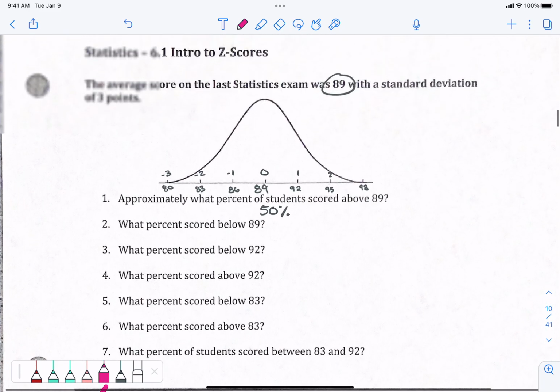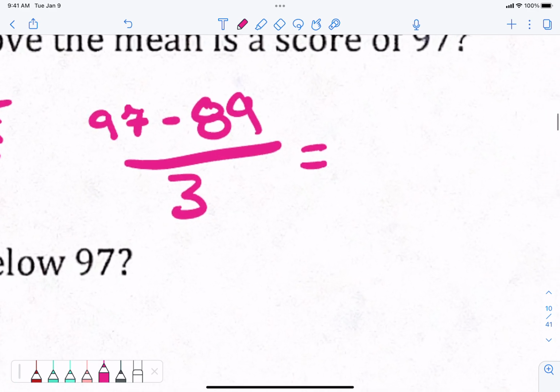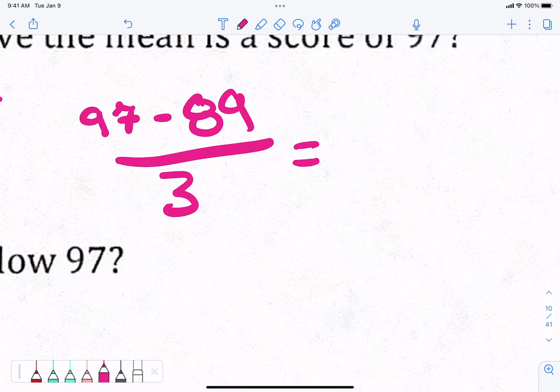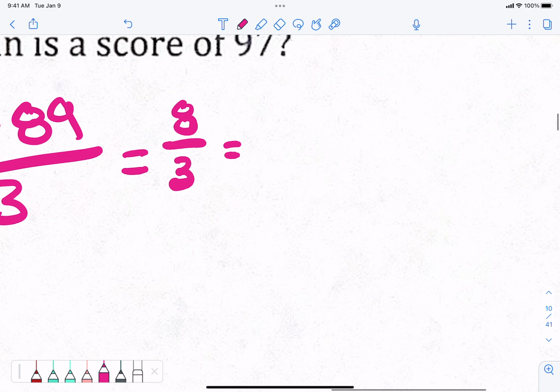It says in the directions right here. The average is 89 with the standard deviation of 3. Those are the numbers that you use. I don't know if this helps you, but that's what I got. Okay, so 97 minus 89 is like 8. Is that 8? Divided by 3. 8 divided by 3 as a decimal is 2.6 repeating. Now, what do we put that as?